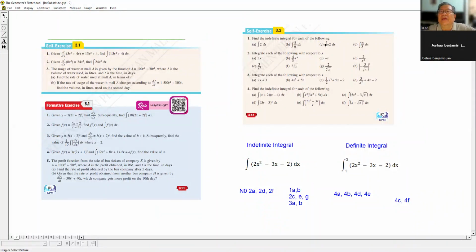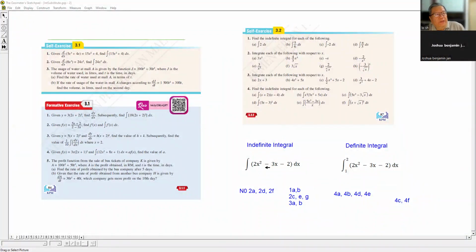Okay. So we integrate this, x to the power 2 becomes x to the power 3, then divide by 3. This is x to the power 1. So you integrate, it becomes x to the power 2 divided by 2, and so on.